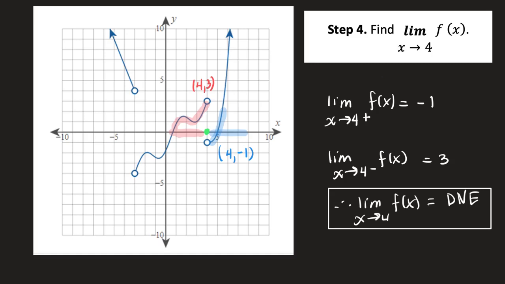Now, if it was multiple choice, you could just pick DNE, but if you're writing out your solution, you need to show your work. So I hope this video on using the graph to find the right, left, and two-sided limits has been helpful.